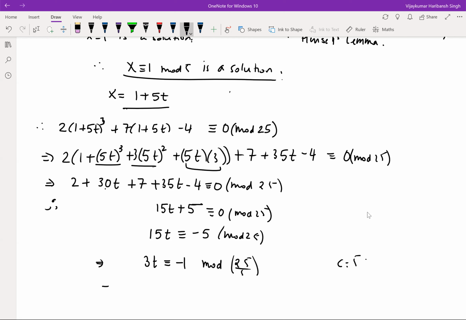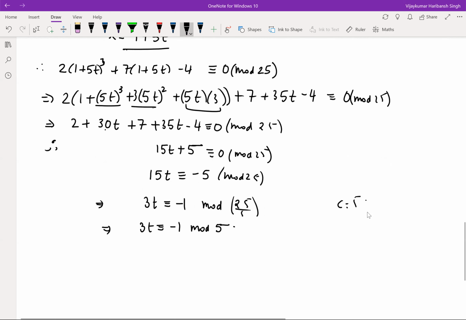So this implies 3t is congruent to -1 mod 5. Now you can check what the solution for this is. GCD of 3 and 5 is 1, which divides -1, so there is a solution. Let's see what the solution to this is. We can do this by inspection.